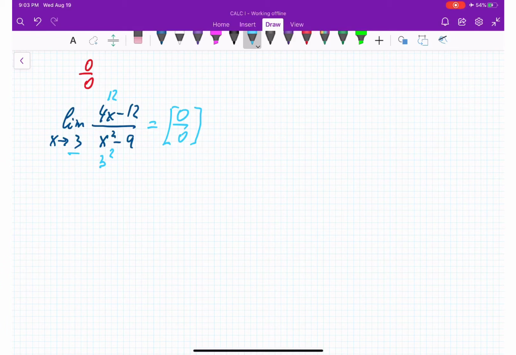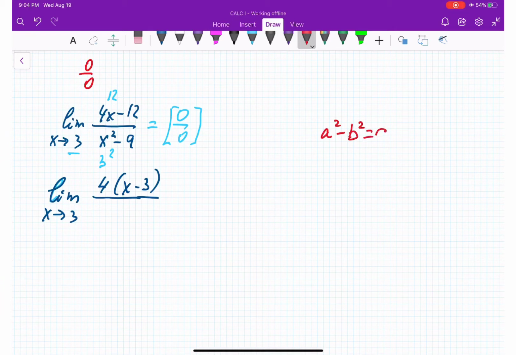What can I do with this case? Limit x approaches to 3, 4x minus 12. I can take common factor 4 out, and I will get x minus 3. Now x squared minus 9 is a difference of squares, like a squared minus b squared is equal to a plus b times a minus b.